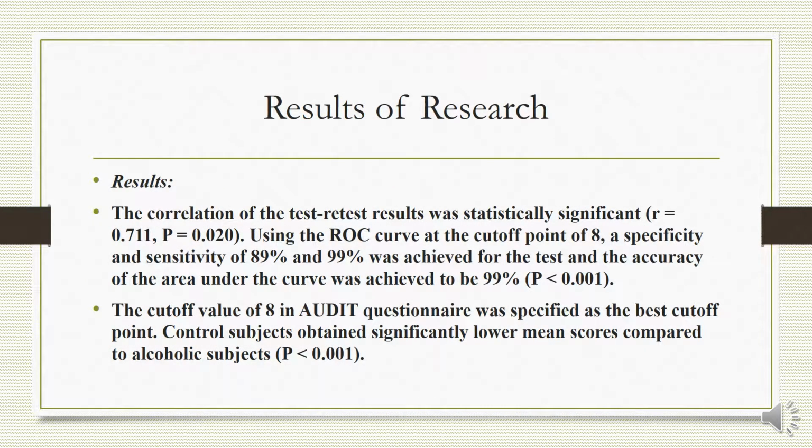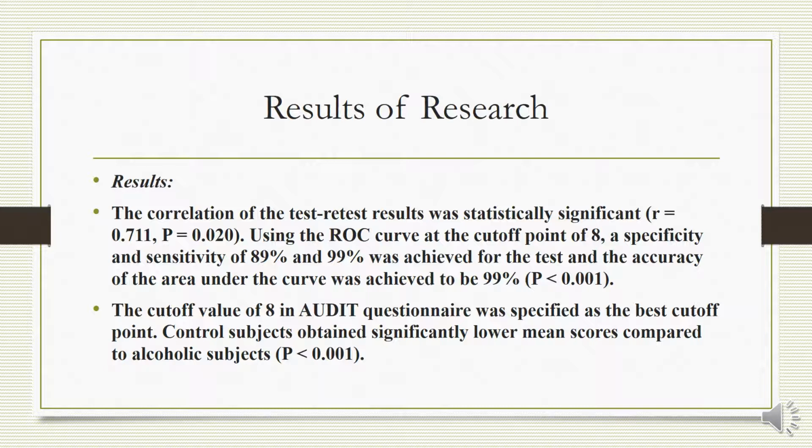Results indicated for this study that the correlation of retest results was statistically significant, with r equals 0.711 and p equals 0.020. That is below 1. Using the ROC curve at the cutoff point of 8, a specificity and sensitivity of 89% and 99% was achieved for the test, and the accuracy of the area under the curve was achieved to be 99%, or p is less than 0.001.